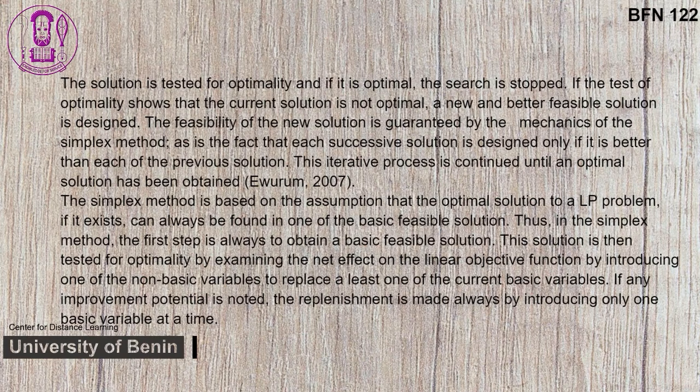Urim, 2007. The simplex method is based on the assumption that the optimal solution to an LP problem, if it exists, can always be found in one of the basic feasible solutions. Thus, in the simplex method, the first step is always to obtain a basic feasible solution. This solution is then tested for optimality by examining the net effect on the linear objective function of introducing one of the non-basic variables to replace at least one of the current basic variables. If any improvement potential is noted, the replacement is made, always by introducing only one basic variable at a time.